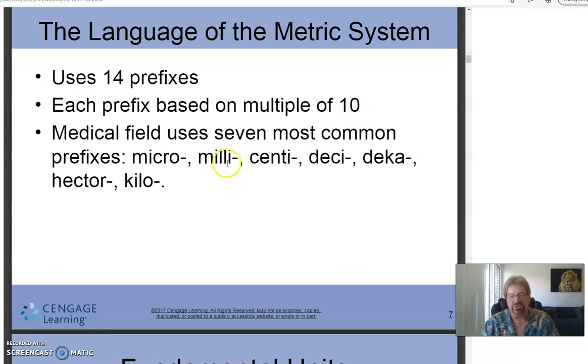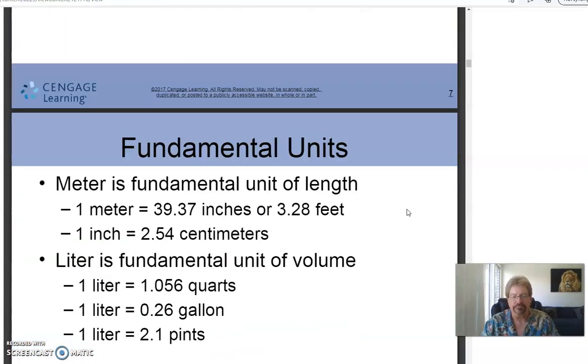Medical field uses 7 of the most common. Micro is a millionth, milli is 1,000th, centi is 100th, deci is 10th, and then from there it starts going bigger. Deca is 10, hecto is 100, kilo is 1,000. So all you've got to do to convert is just move the decimal point. Infinitely easier than the English system.